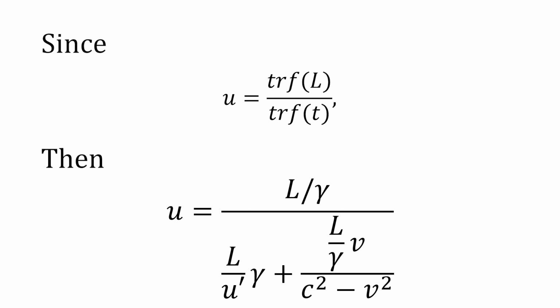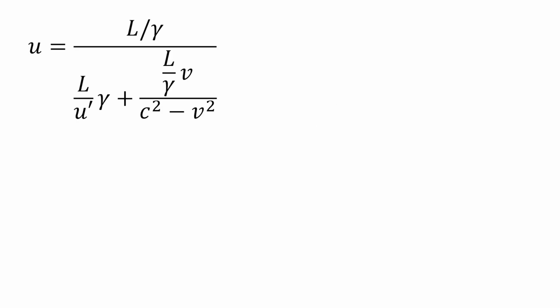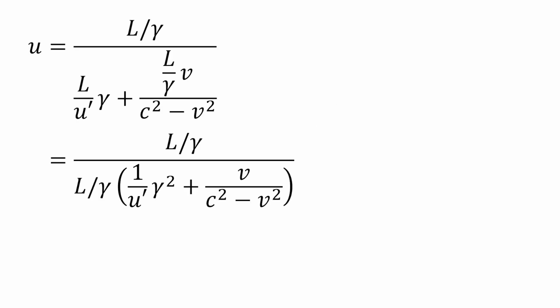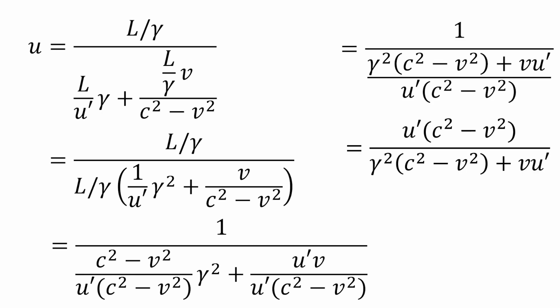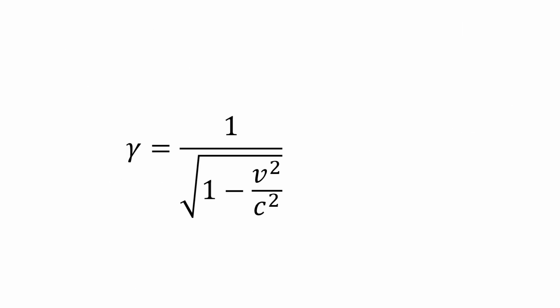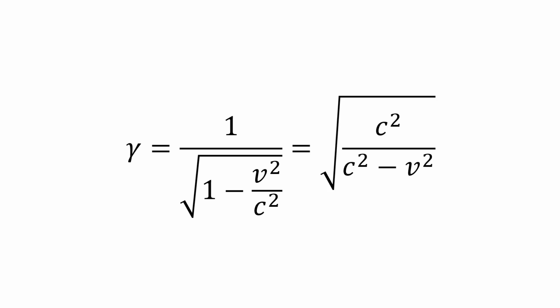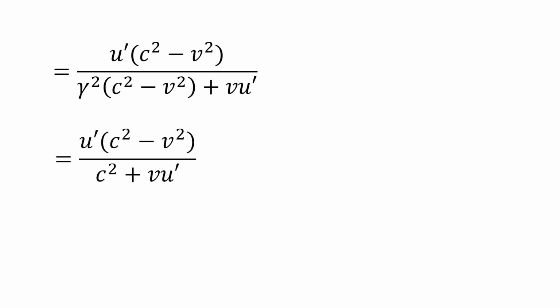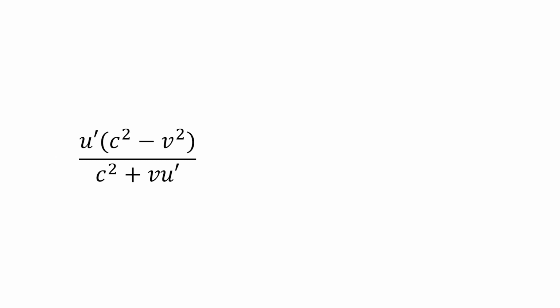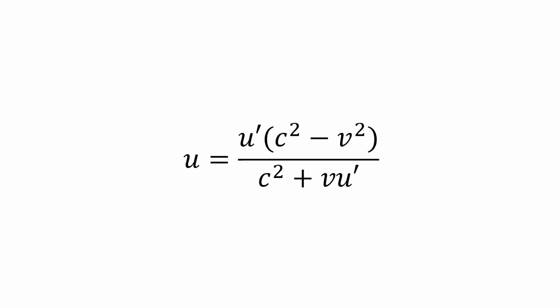If you were quick enough, you would notice that speed u is not dependent on L, which makes sense since the length of the rocket doesn't affect the motion of the projectile. We can simplify the equation to this, and so on, until we reach this. Now, we know that gamma equals this, and substituting it into the equation would give this, which would be the speed of the projectile u.